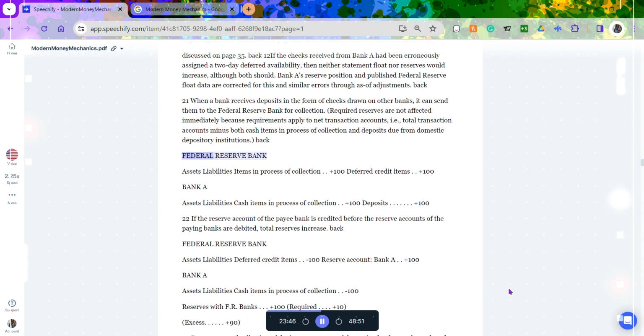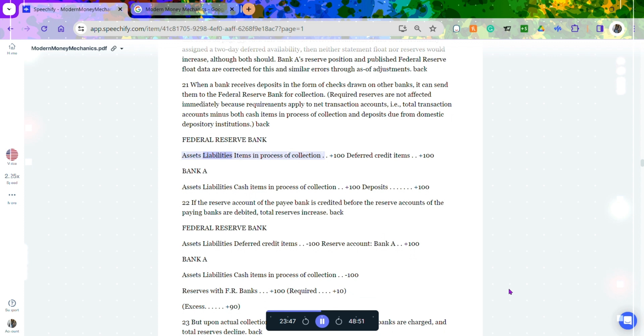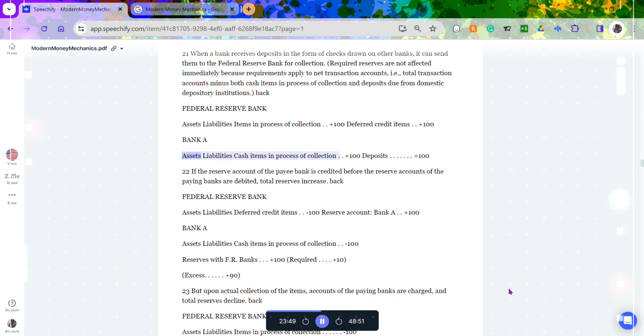Federal Reserve Bank. Assets, liabilities: items in process of collection plus 100, deferred credit items plus 100. Bank A. Assets, liabilities: cash items in process of collection plus 100, deposits plus 100.